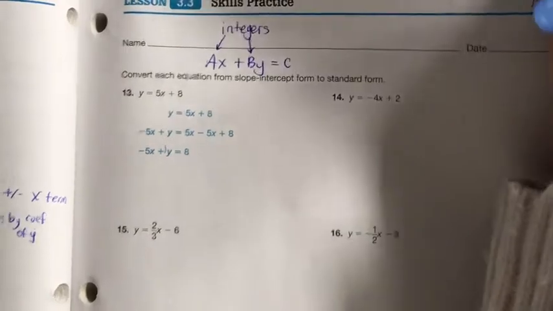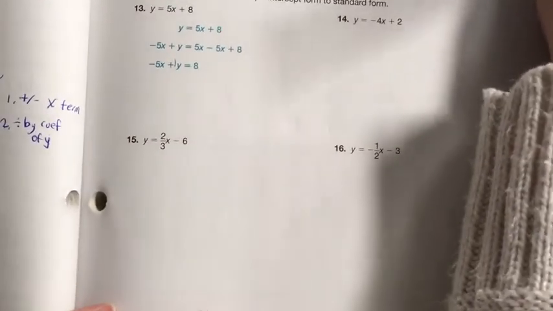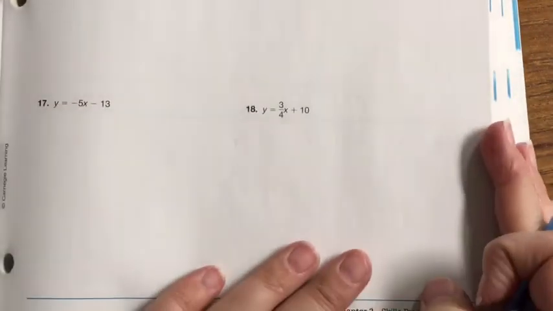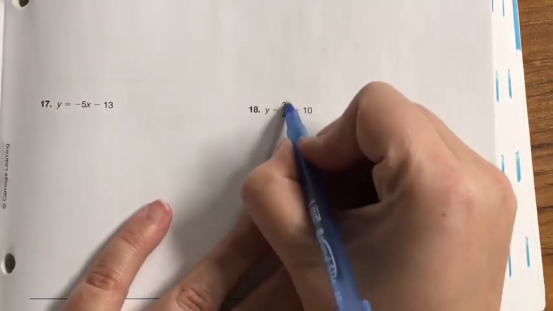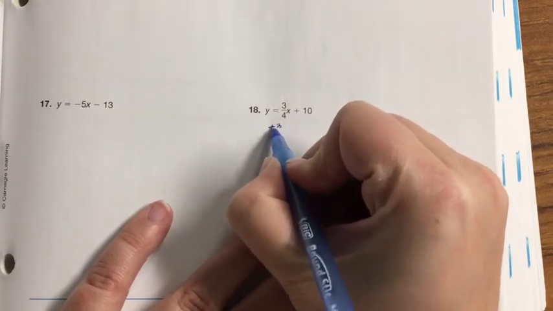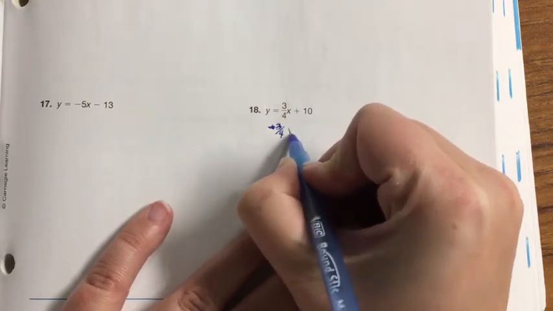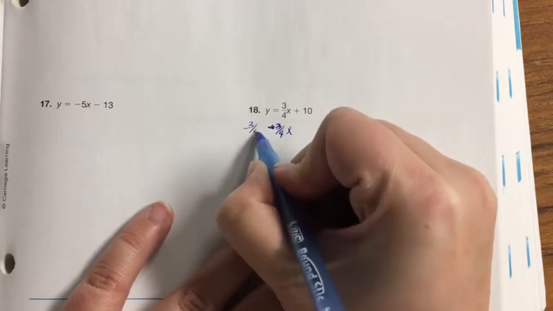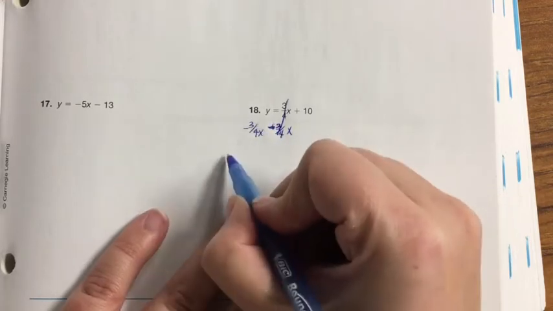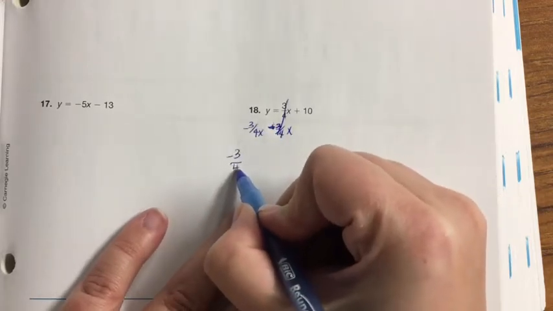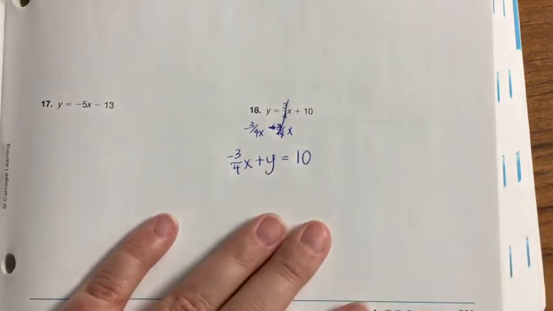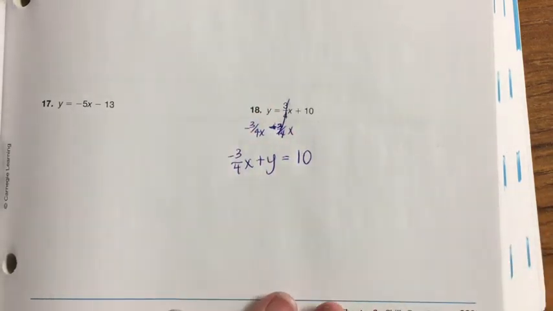But then when it comes to problems like number 15, actually let's do 18. Number 18. So we're going to move this x part over. So I'm going to subtract 3/4 x from both sides. Then the x goes first, so those would cancel right here. Then we'd have negative 3/4 x plus y equals 10. So I just moved the x part over.